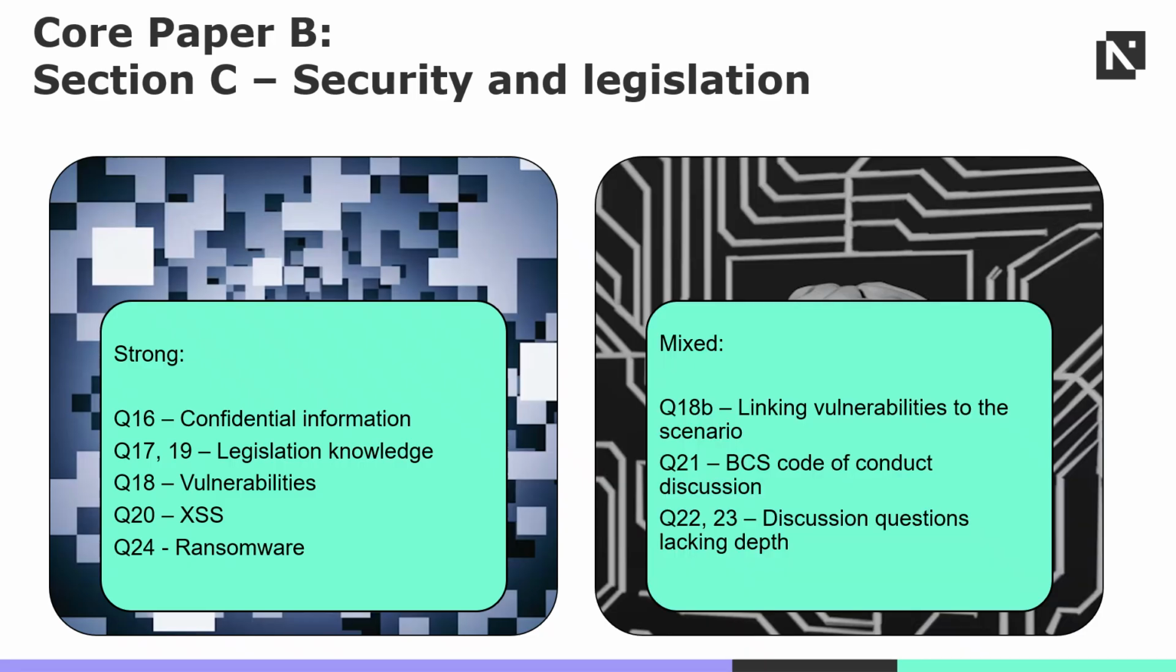And then in terms of the mixed areas and areas for development, around the discuss questions, which were 21, 22 and 23, students often gave only 1 point, missing the required conclusion and discussion depth. For example, when linking vulnerabilities and impacts to the scenario in 18B, and the evaluation around the role of the British Computer Society in question 21.